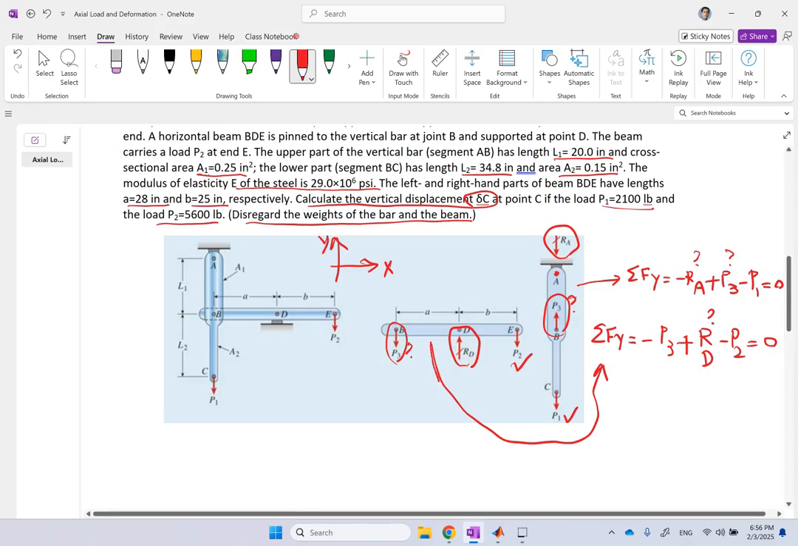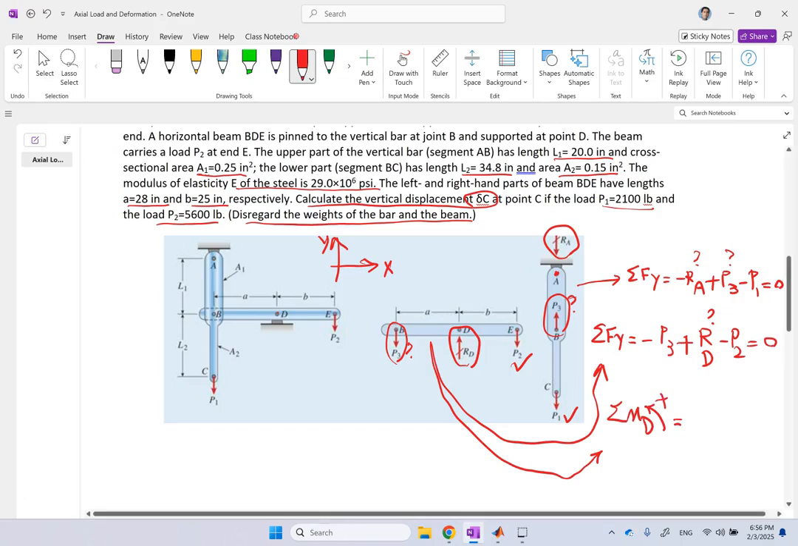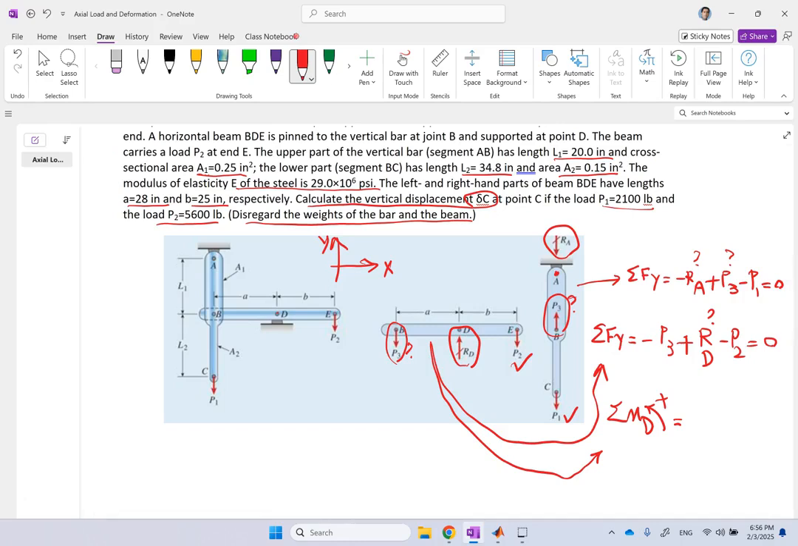So for this one, I have to also use the moment equation. So I go with sum of moments about the pin point D, and clearly if I go counterclockwise, P3 is counterclockwise times A, positive P3 A, P2 is clockwise, so negative P2 B.